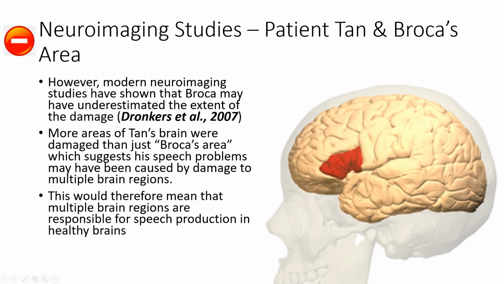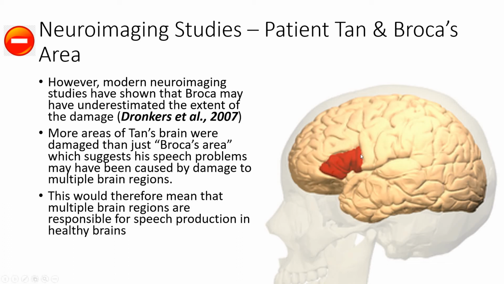However, modern neuroimaging studies have actually shown that Broca might have underestimated the extent of the damage. Dronkers et al. carried out an MRI scan on Tan's brain, and I'll show you that in a second, but basically what they found is that more brain areas than just this Broca's area here were actually damaged, and Broca didn't realise that at the time.